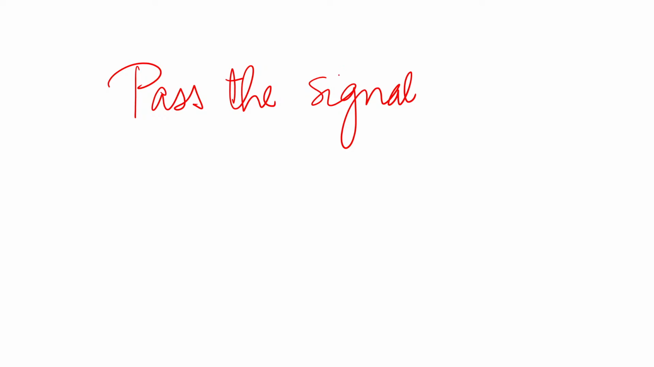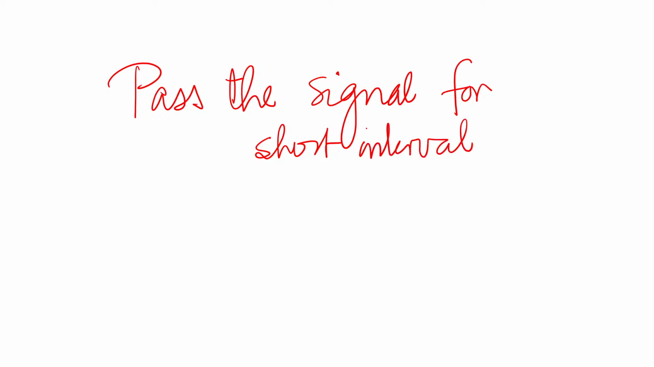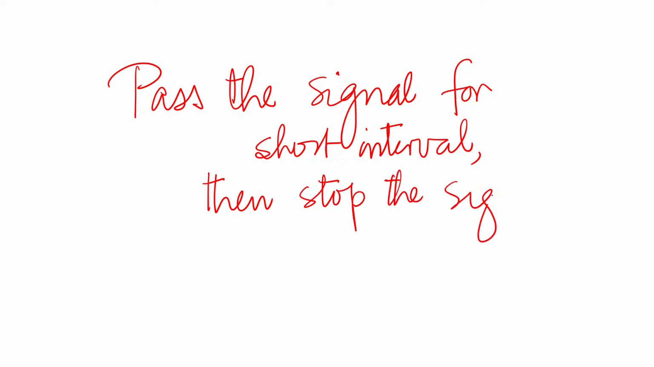So how do you multiply a signal by a pulse train? You essentially pass the signal for a short interval and then stop the signal. Then impede or stop the signal. Okay? So essentially, it's something like this.